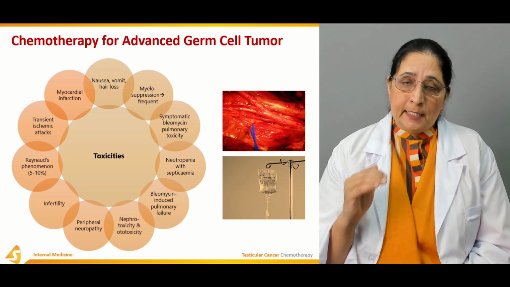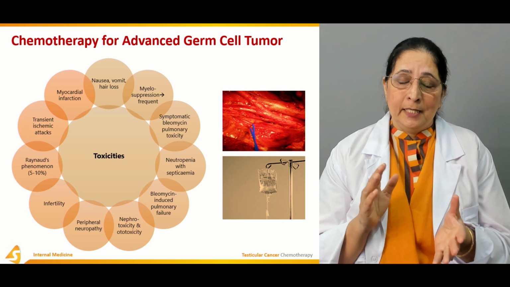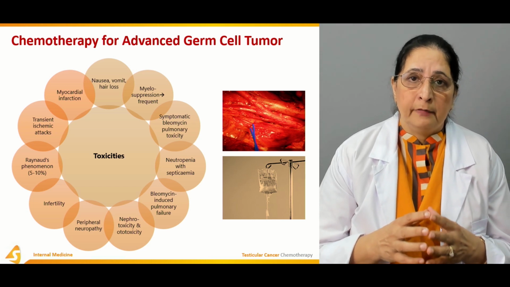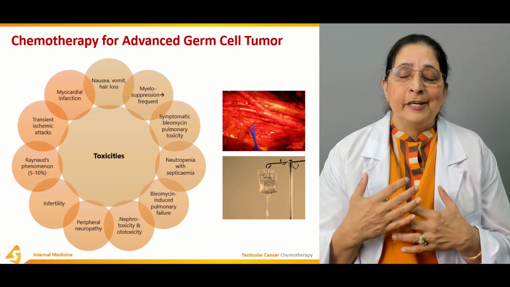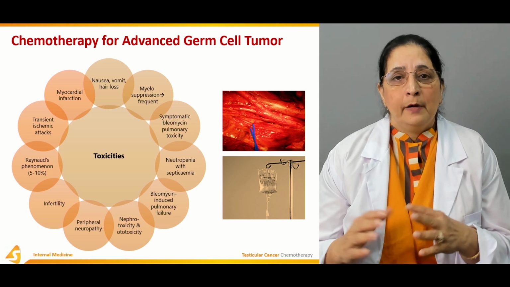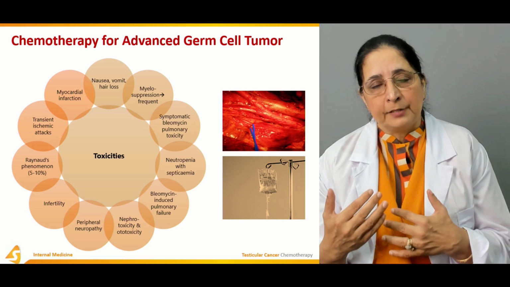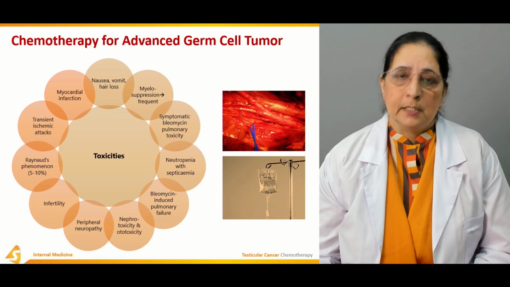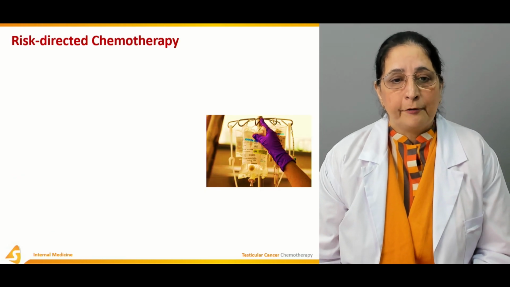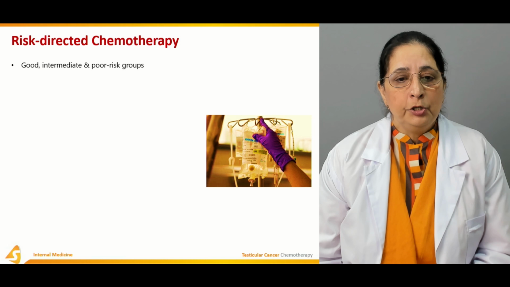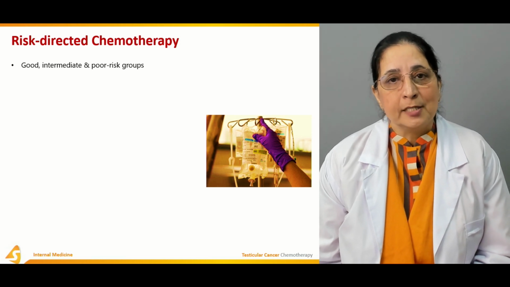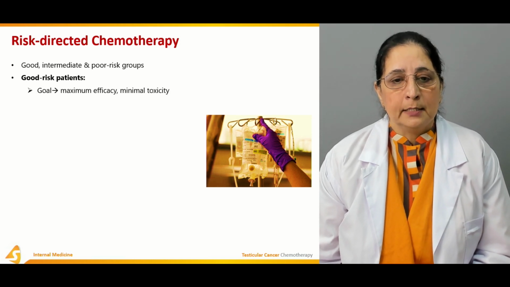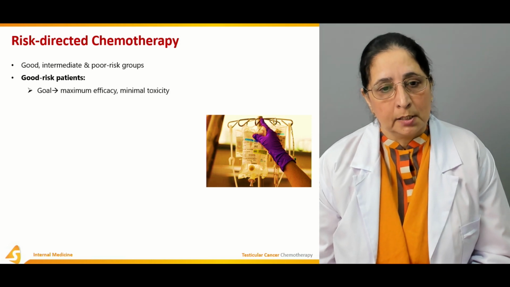So in the late stages, it's always better to assess the benefit of giving the chemotherapy against the adverse effects associated with it. If the staging of the cancer reaches the extent where the benefit is less than the side effect, then we should decide what we should do. So all these are different toxicities associated with the chemotherapy. Risk-directed chemotherapy: good, intermediate, and poor risk groups. For good risk patients, the goal is maximum efficacy, minimal toxicity.